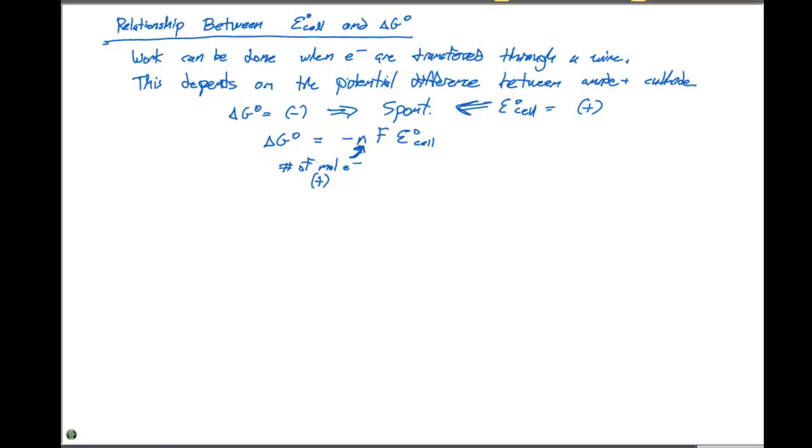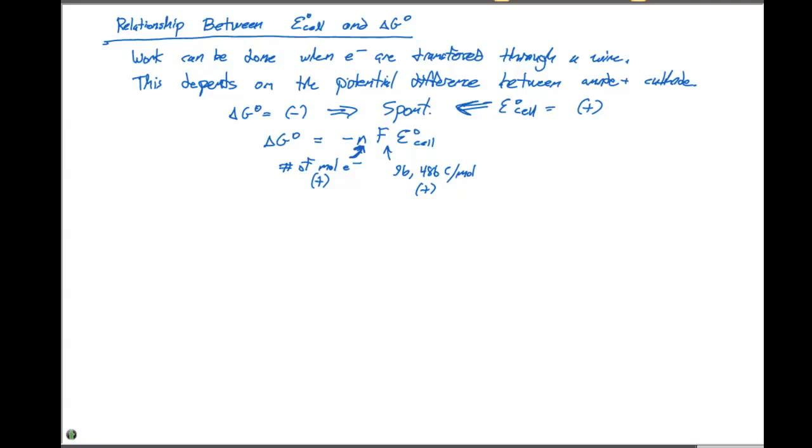F is the Faraday constant, which is 96,486 coulombs per mole. This is named after Michael Faraday, and it's not the Lost character, Michael Faraday. It's actually the scientist who derived this relationship. This value right here is always going to be positive.